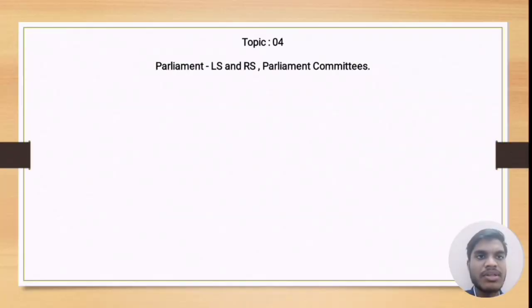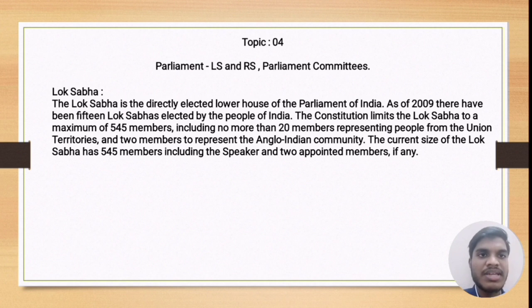Next topic, that is Parliament, Lok Sabha, Rajya Sabha and Parliament committees. Lok Sabha, it is directly elected lower house of the Parliament of India. As of 2009, there have been 15 Lok Sabhas elected by the people of India. The Constitution limits the Lok Sabha to a maximum of 545 members, including no more than 20 members representing people from the Union territories and 2 members to represent the Anglo-Indian community. The current size of Lok Sabha has 545 members, including the Speaker and 2 appointed members.